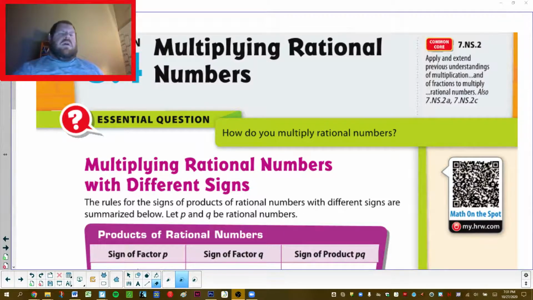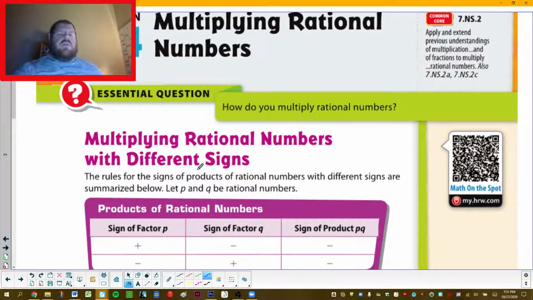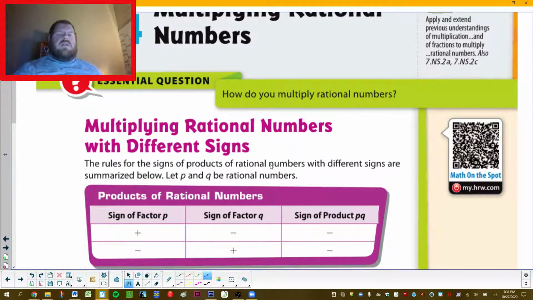Today we're going to talk about how we multiply rational numbers. Okay, so we've multiplied integers already, and we're going to just extend that to give us some rational numbers. The first thing they want to talk about is multiplying rational numbers with different signs.